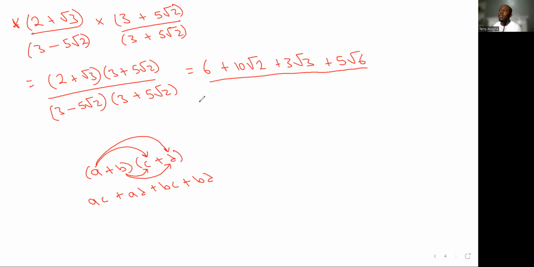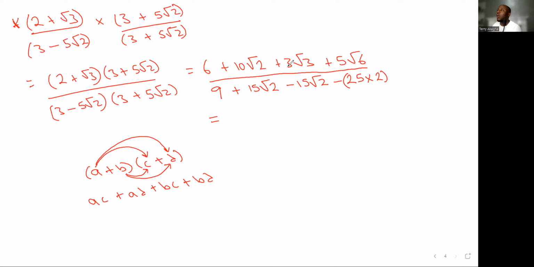So we're going to go to the next one. 3 times 3 will give us 9. 3 times 5 root 2 will give us 15 root 2. Minus 5 root 2 times 3 will give us minus 15 root 2. And minus 5 root 2 times 5 root 2: minus 5 times 5 will give us minus 25, and root 2 times root 2 will give us 2. Then you can now simplify.